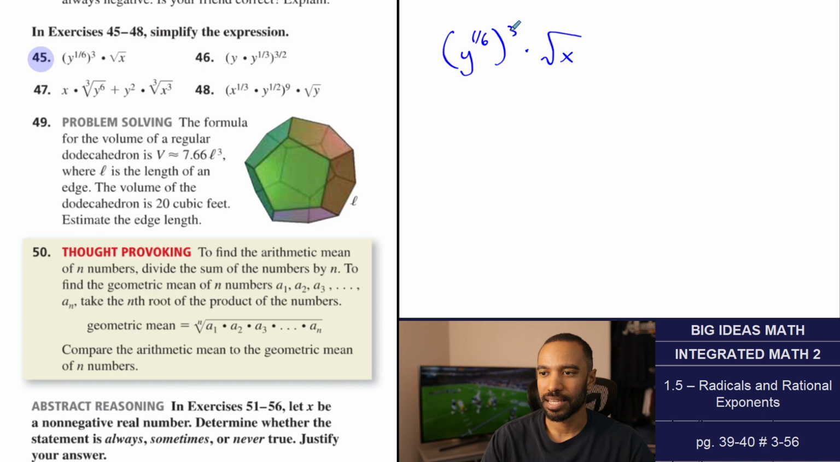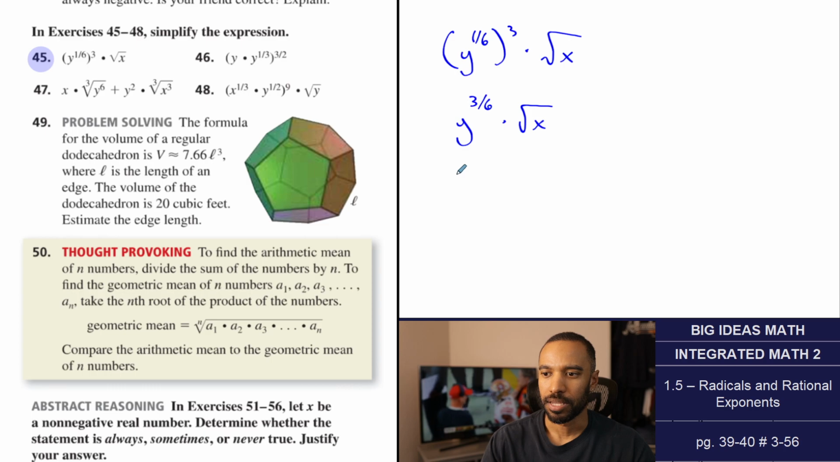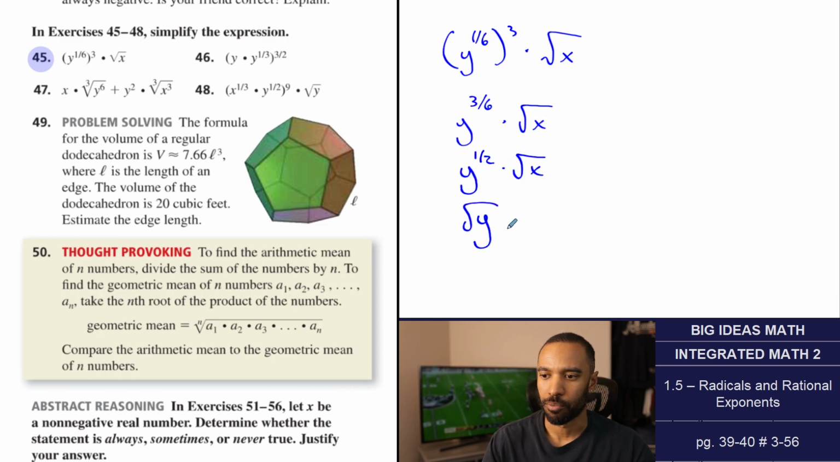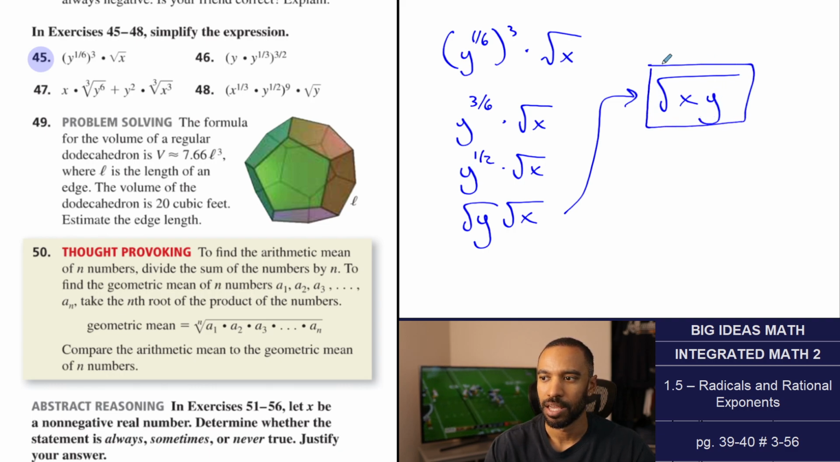Y to the 1/6 to the third is the same as multiplying the 1/6 and 3, so it becomes y to the 3/6, which becomes y to the 1/2, which becomes the square root of y. Now, this could be some version of an answer, but when you have the same roots for both of them, you want to put them together, and I want to put them together alphabetically. It becomes the square root of xy.